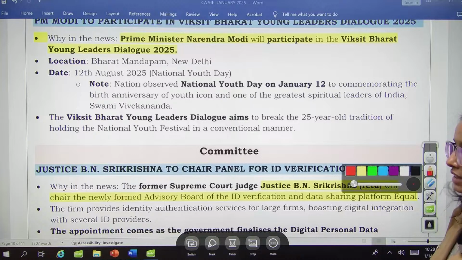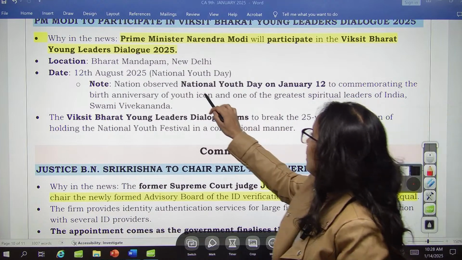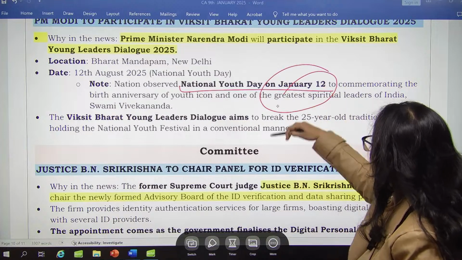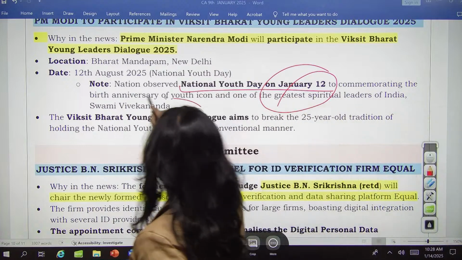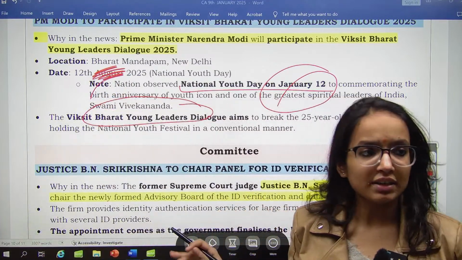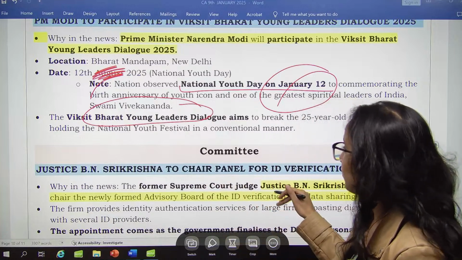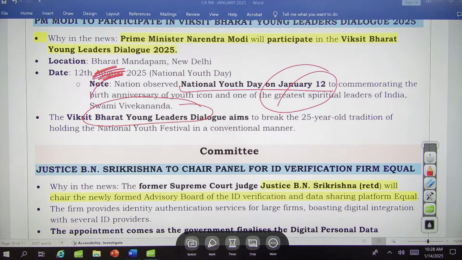Why is National Youth Day celebrated? Okay, just a second. I think it is not 12th August, it's 12th January, right? Yes. So, National Youth Day is celebrated on January 12 to commemorate the birth anniversary of youth icon and one of the greatest spiritual leaders of India, Swami Vivekanand. So, it will be corrected in the document. 12th January, remember, acknowledging Swami Vivekanand we celebrate this.